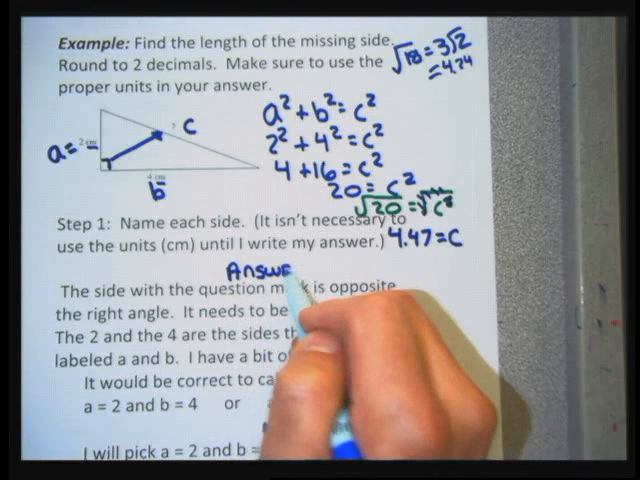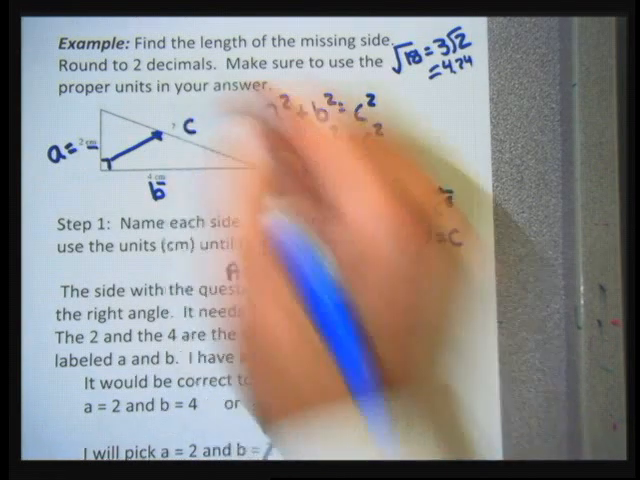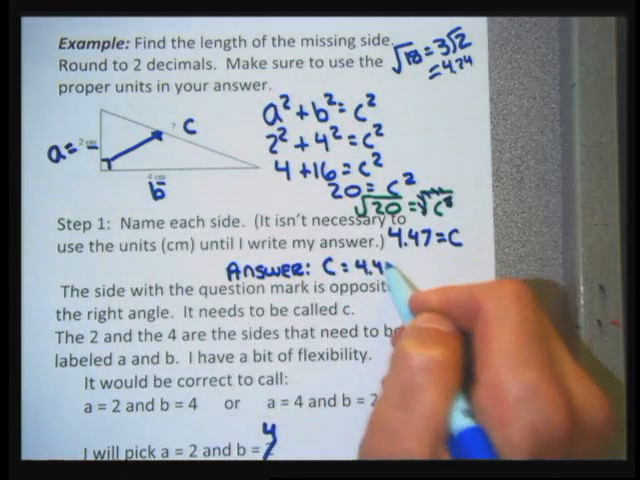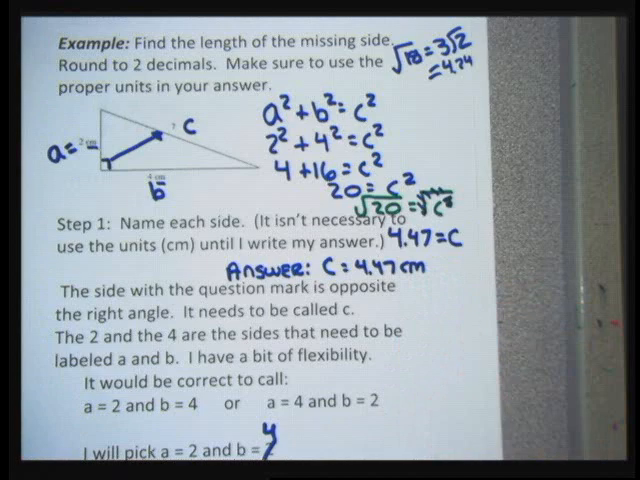And I probably don't really need the c in my answer because the original side wasn't named c. I chose to call it c. But it feels good to use it because it is a C, because in a right triangle, the side opposite the right angle is always called C.